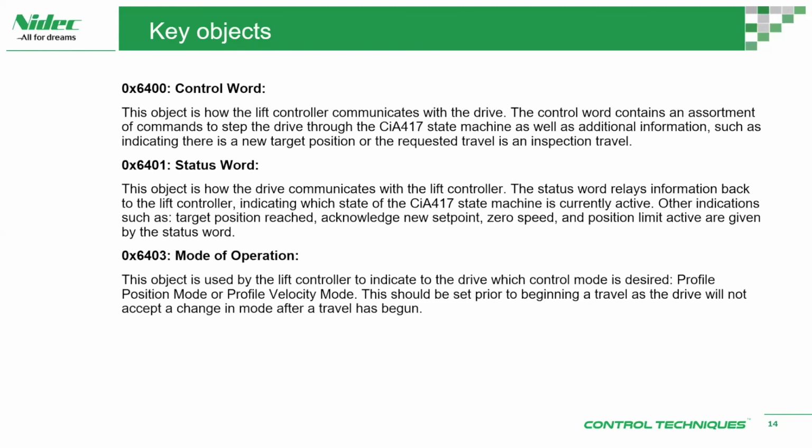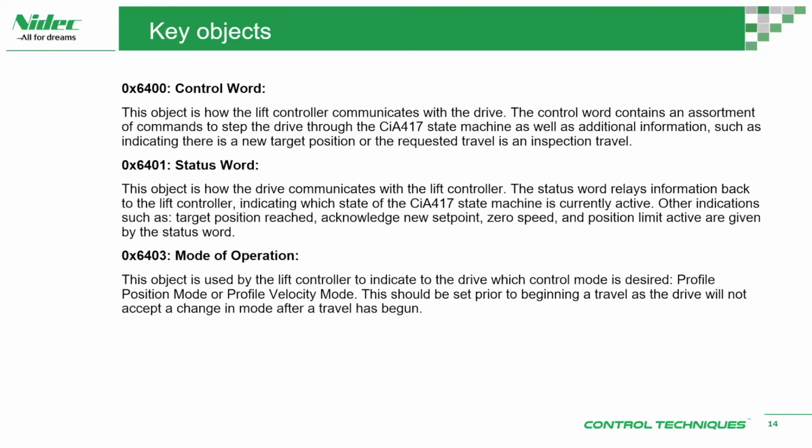The status word, so 6401, this object is how the drive communicates with the lift controller. The status word relays information back to the lift controller, indicating which state of the CiA 417 state machine is currently active. Other indications such as target position reached, acknowledged new set point, 0 speed, position limit active are given back to the controller through the status word.